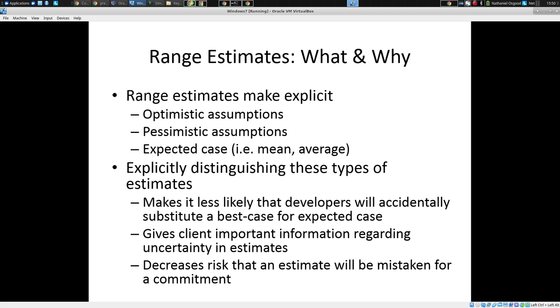So range estimates are very good. They force you to communicate uncertainty to the client, which is really important, to set expectations. They're not holding you to one number. You did warn them. Maybe on average you think it will take 2 weeks, but it could be as long as 3 months. And if you're working on this 6 weeks from now, or 2 months from now, you can remind them, as a developer, you told them there was that chance it would take longer.